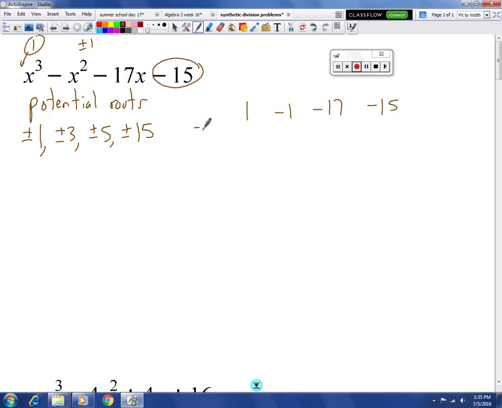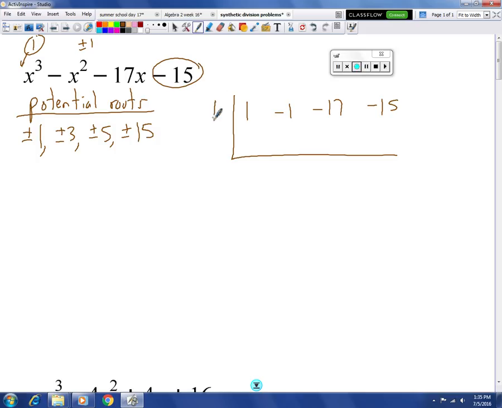Alright, now instead of doing this like we did with long division in elementary school, I do something really close to that. I draw it like this. This is synthetic division. Alright, so I pick one of my potential roots, and I usually just start with the smallest one. I see a positive 1 as our potential root. I put a positive 1 on the outside.